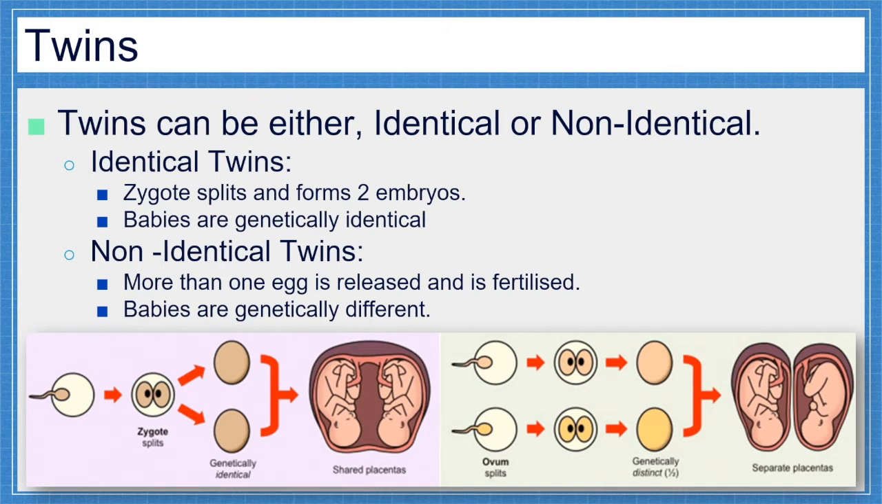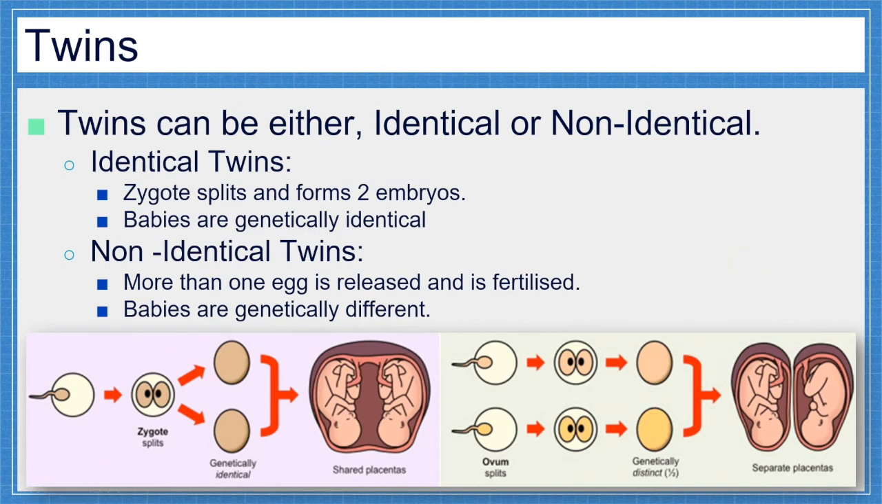With non-identical twins, you actually have 2 eggs and 2 sperm. So you have 2 eggs that are fertilized by 2 different sperm, and those 2 fertilized eggs form 2 different zygotes. They end up developing at the same time in the same womb, but they form 2 separate babies. That's what this second image is showing. The babies here are genetically different.